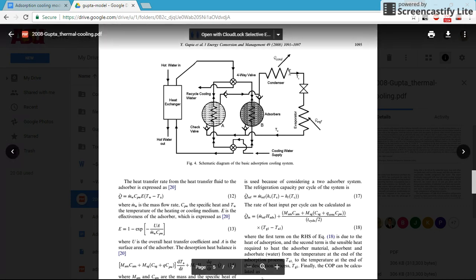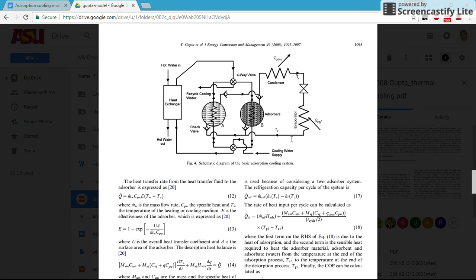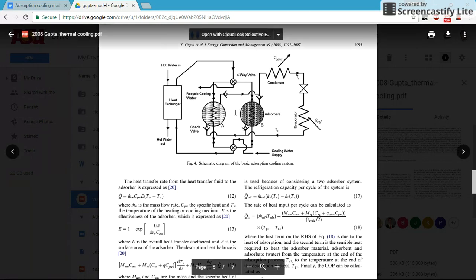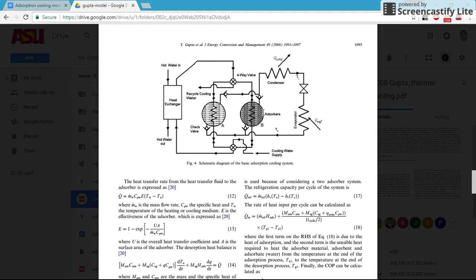So you condense the refrigerant, you expand it, you evaporate it, that's where you produce cooling, and then you adsorb it back into the other bed, or you have to build it up somewhere. But this is assuming there's a two-bed system, that one bed may be desorbing, and the other bed will be adsorbing the refrigerant vapor.